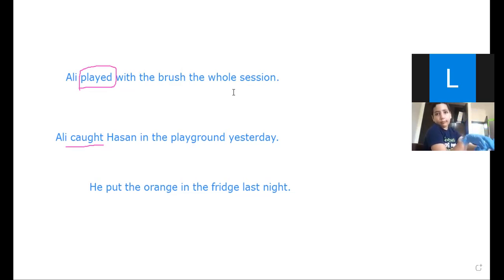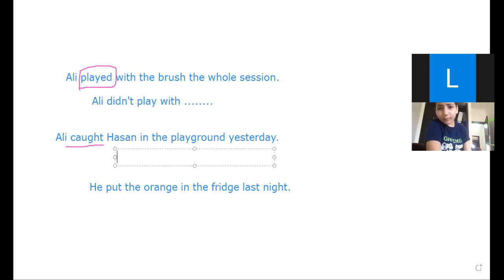Okay, so this is the affirmative form of the verbs in the simple past tense. What if I want to form them in the negative now? This is the affirmative form. What if I want to say not? What should I use in the past? There is only one helping verb that I have to use in the past, which is did not. I say Ali did not or didn't play. So I put the verb in its base form. I say Ali didn't play with the brush the whole session. Okay? Ali didn't catch.